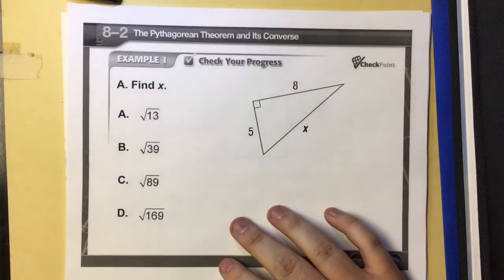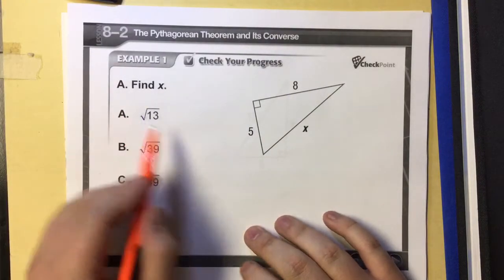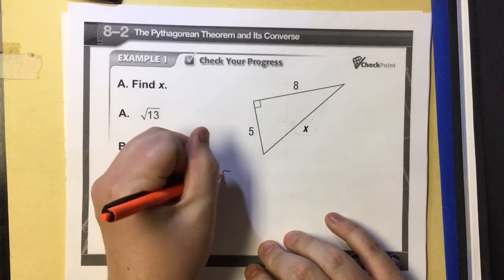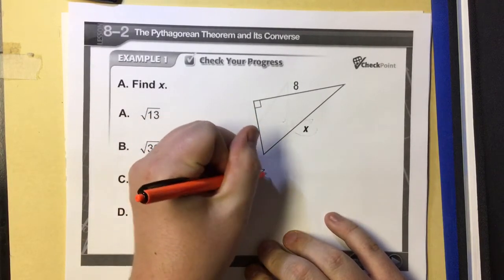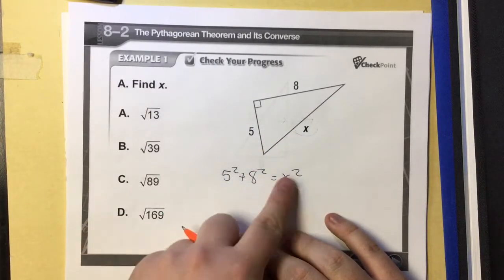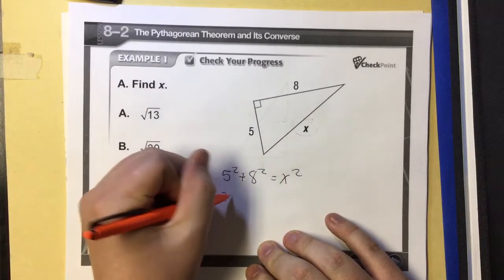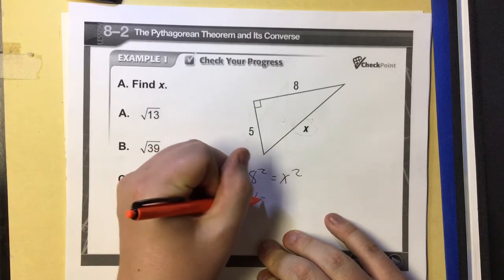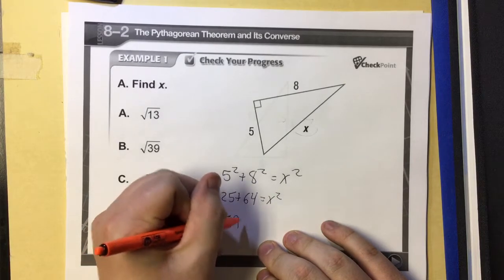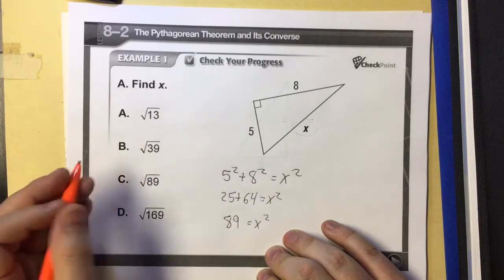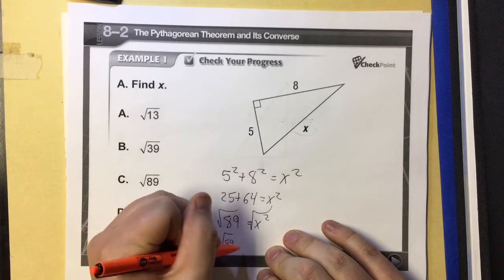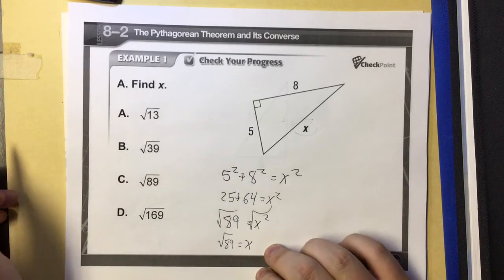All right. Another example asking us to find x. X again is our hypotenuse on this one. So we get a squared plus b squared equals c squared. 5 and 8 can be a and b. You can switch those, but x has to be over here. 25 plus 64 equals x squared. Add those up, and we have 89 equals x squared. Take the square root. Radical 89 is equal to x.